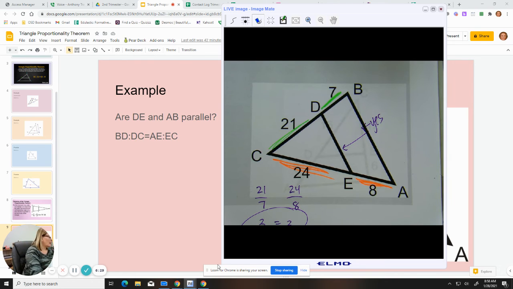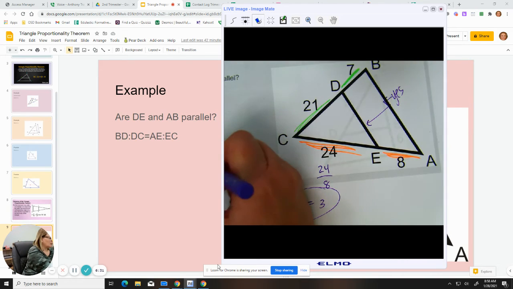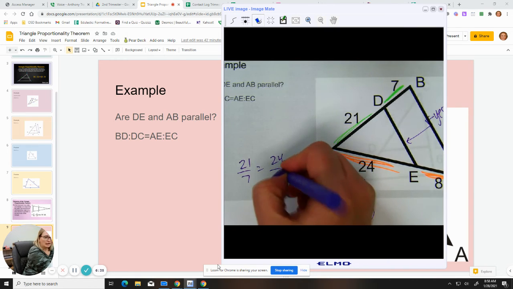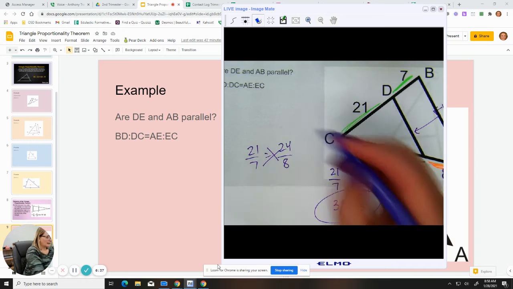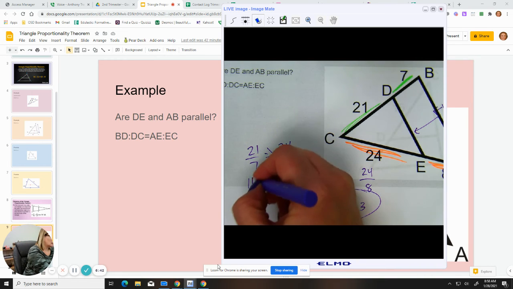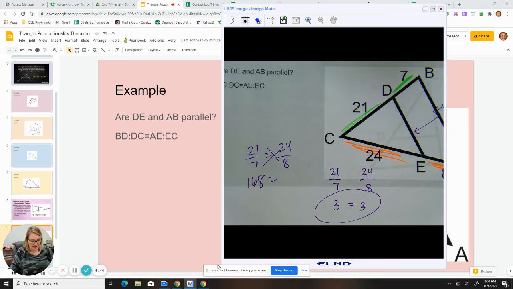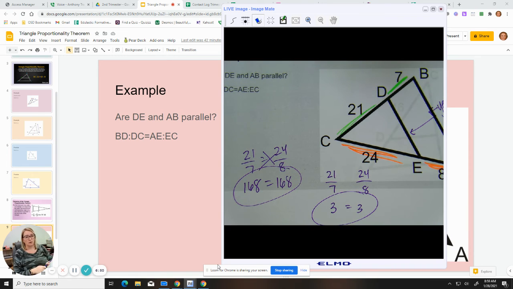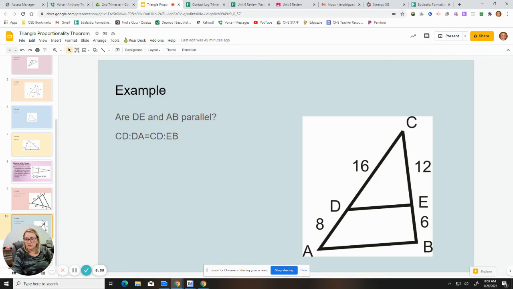Another way you could do that, if it doesn't divide evenly, is to cross multiply it. So we would take 7 times 24 and we would get 168. And we would take 8 times 21 and we would get 168. So that would show you as well. The two proportions cross multiplied are equal to each other. Okay, so let's look at another one.